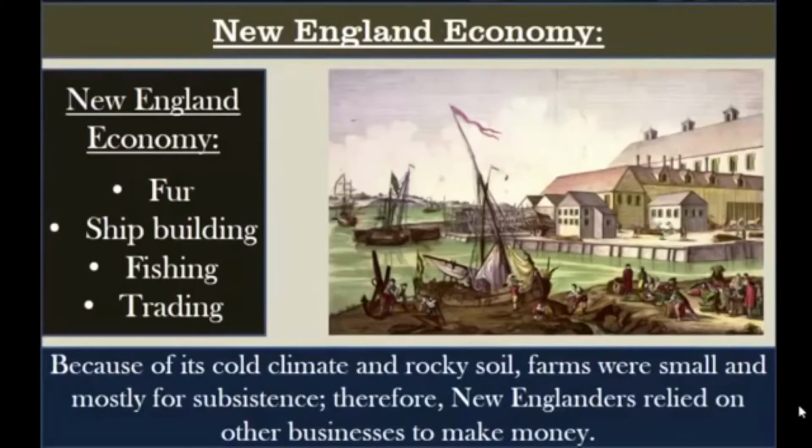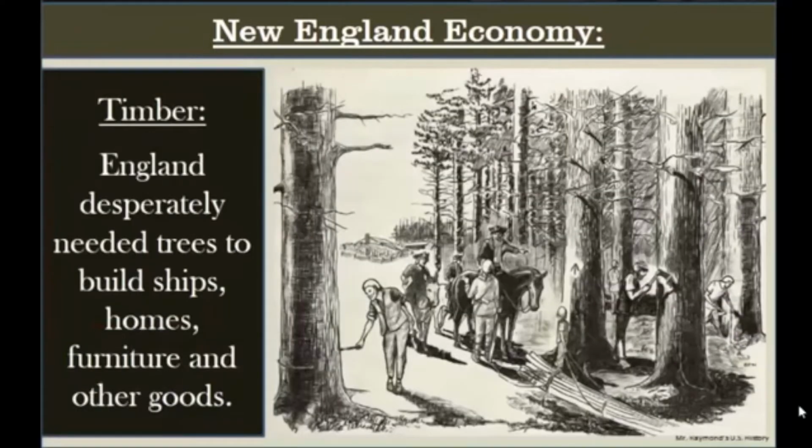Because of the cold climate and bad soil, New England farms were small. Therefore, New Englanders relied on other businesses to make money, such as furs, shipbuilding, fishing, and trading. Timber was desperately needed by England to build ships, homes, furniture, and other goods, and New England had vast forests.